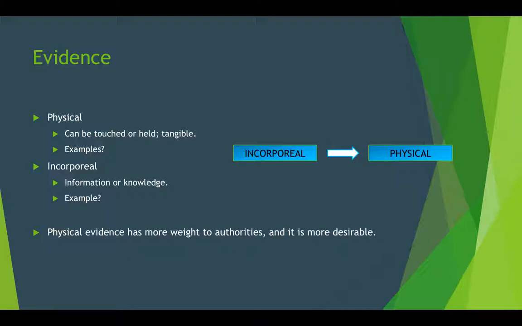Evidence, as part of looking for clues, can be physical or incorporeal. Physical evidence are those things that are tangible, things that you can touch, like gum wrappers. The incorporeal is information or knowledge, things that you need to ask people about. Physical evidence has more weight with authority and is more desirable. So whenever possible, the goal is to take the intangible evidence and convert it into physical evidence, either by taking a photo or writing it down as testimony.